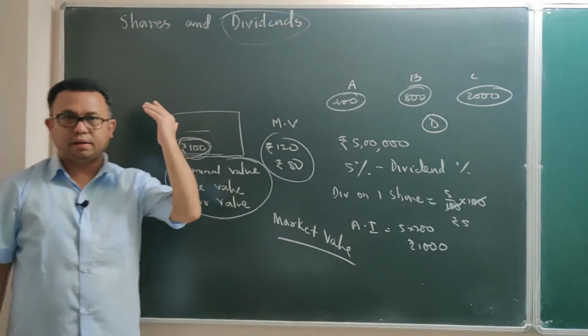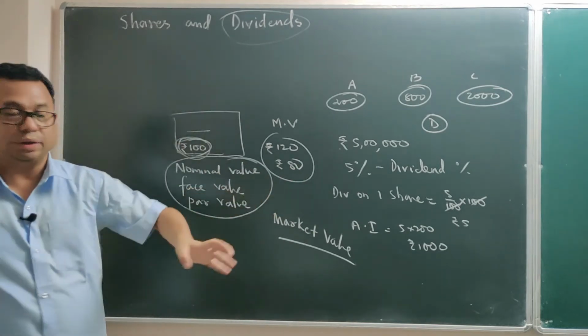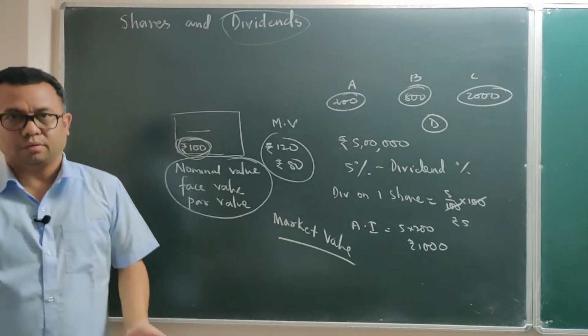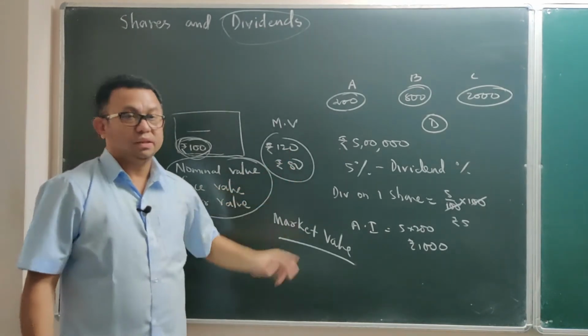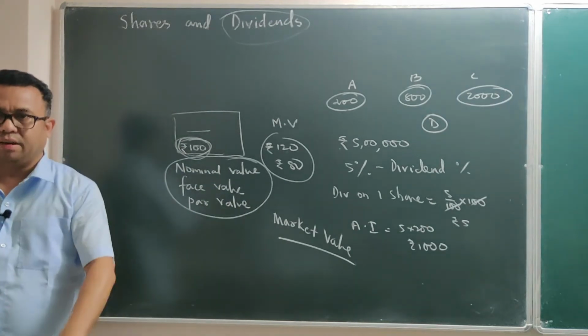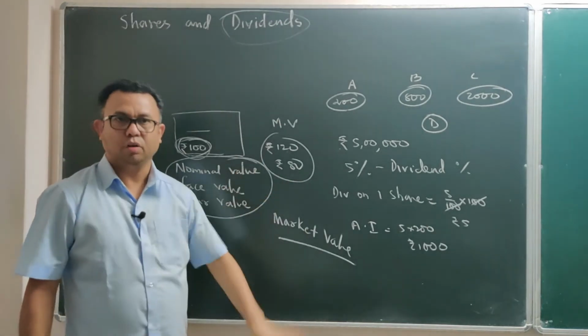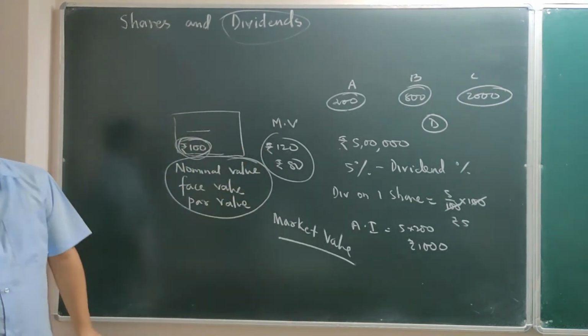It may go higher than the nominal value, or it may go lower than the nominal value, depending upon how the company is doing. If the company is doing well, then we say the share is above par. Above par, so market value will be higher. If this company is doing very badly, then the market value is less than the nominal value. Then we say the share is below par, below the nominal value. Now this is with respect to market value.